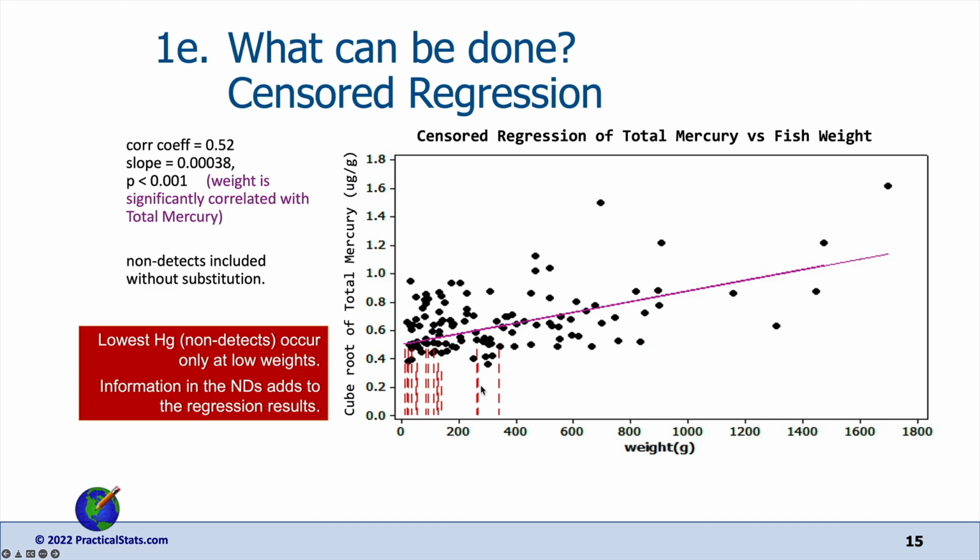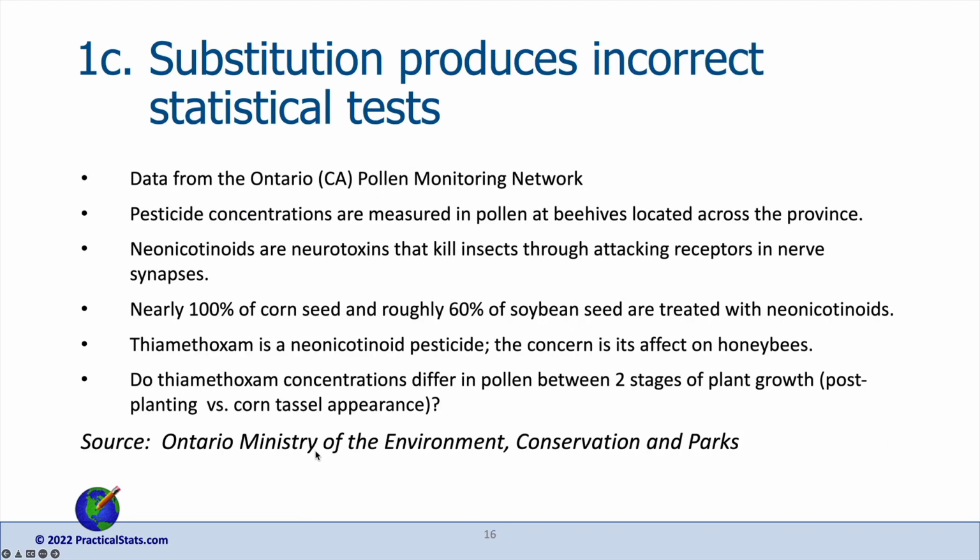They add quite a bit to determining where this regression lies and how strong the correlation is, because if you notice, all of these non-detects are at the very low weight for fish. There are no non-detects out here. That's a pretty strong piece of information. That kind of information, where they are located, is very important for determining the final result, and that is used in these better methods. Thirdly, substitution produces incorrect statistical tests.